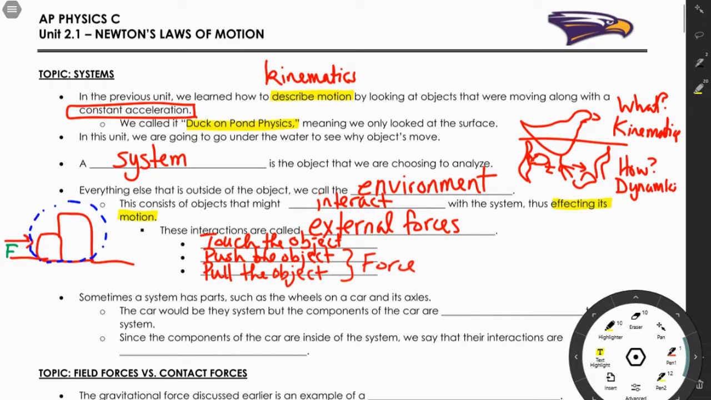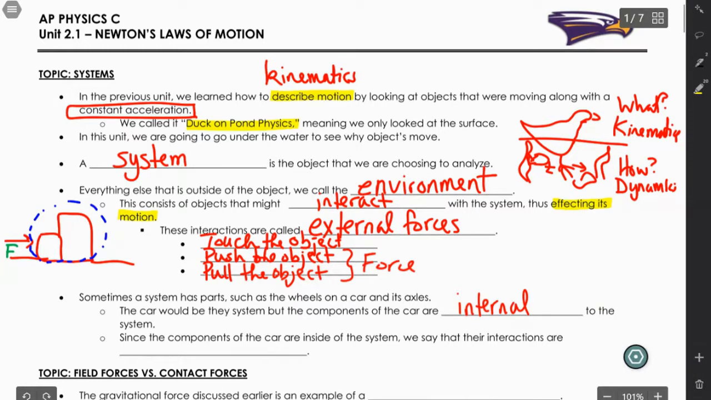All right. Now, what happens is sometimes a system has parts. Okay, so like if we say a car is a system, the wheels of the car, the axles, the engine, those are all what we call internal. So the components of the car, if the car is a system, those are internal. And now, when you talk about these internal components, those forces, we don't have to worry about those unless we're looking for them individually.